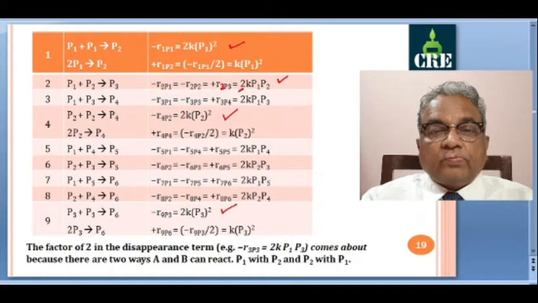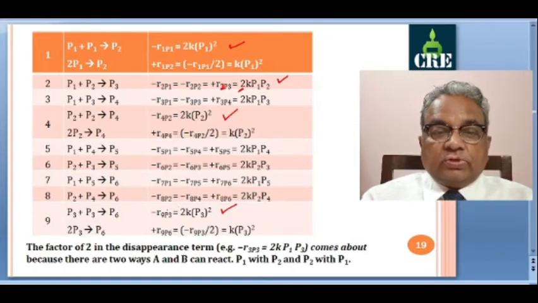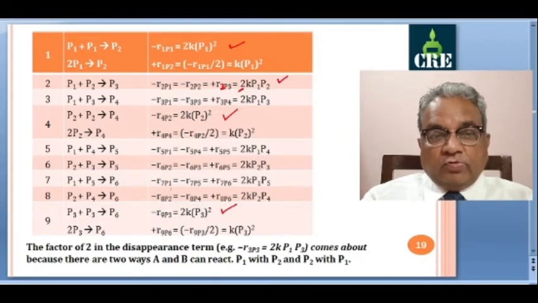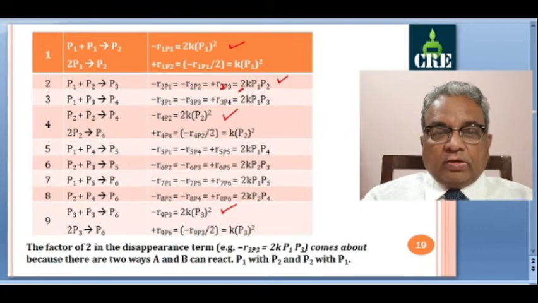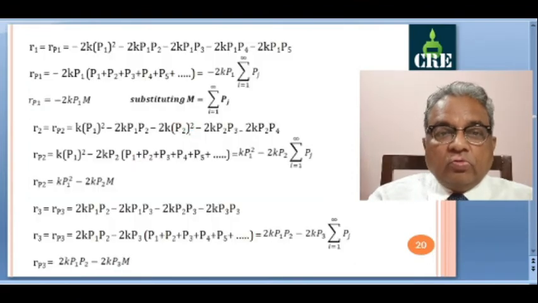Other terms we have here rate of disappearance of P1, rate of disappearance of P2 and rate of formation of P3. So these terms we have written for individual reactions, possible reactions for monomer to dimer formation, dimer to trimer, trimer to tetramer, tetramer to pentamer, pentamer to hexamer. And now we'll try to combine it.